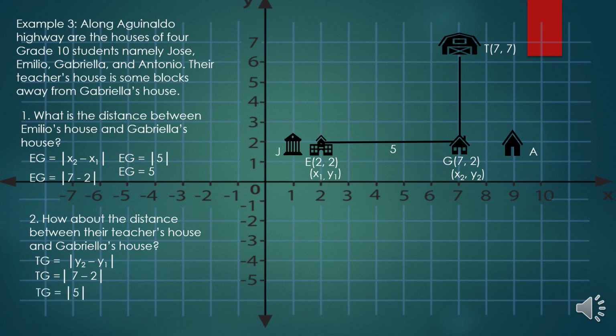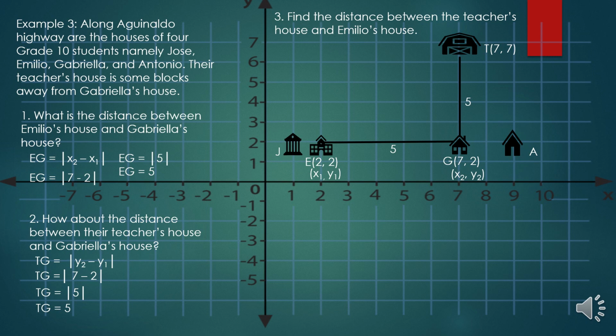Then, the absolute value of 7 minus 2 is equal to the absolute value of positive 5, and the distance from their teacher's house to Gabriela's house is equal to 5. Meaning to say, there are 5 houses away from their teacher's house to Gabriela's house.